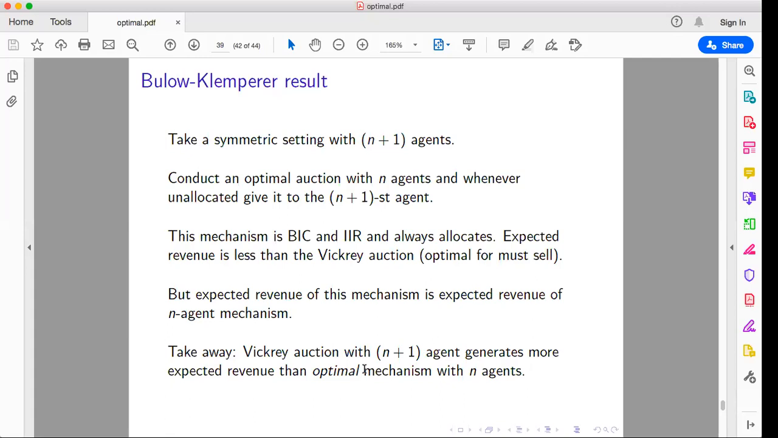So can we take away a takeaway from this result? Can it be that as n is very large, it is less costly to conduct a Vickrey auction vis-a-vis an optimal auction? Exactly. Yeah, you can say that. So the gains from finding out the exact distribution and setting an exact optimal reserve price will be low if the number of bidders is high.